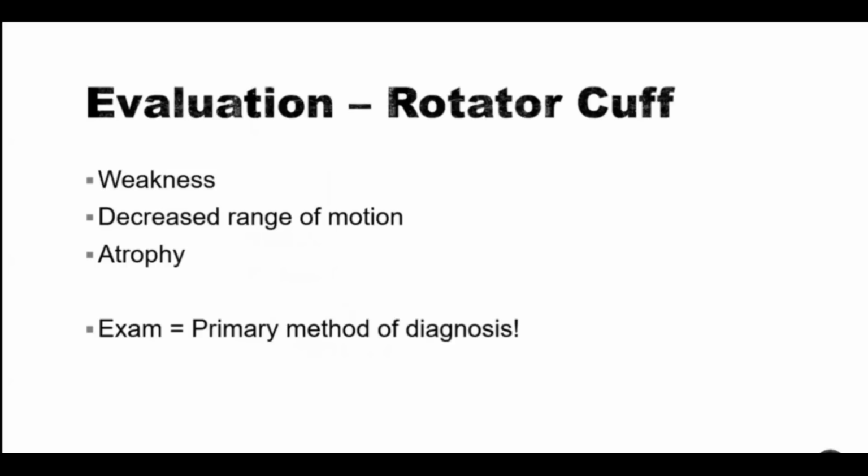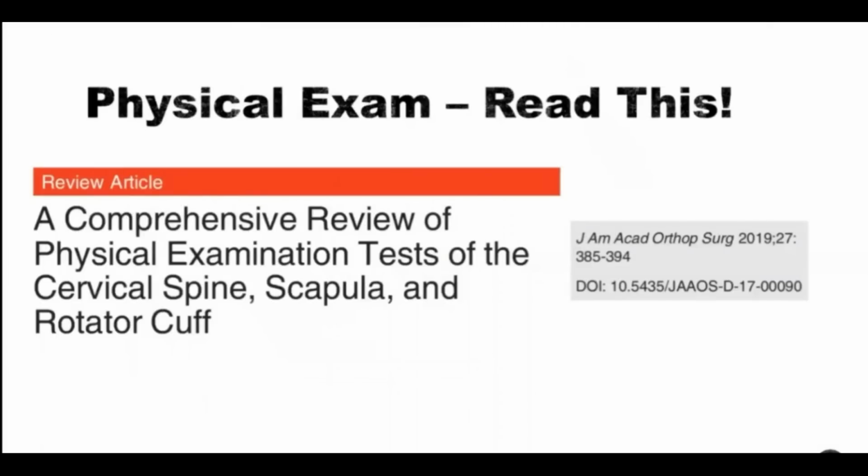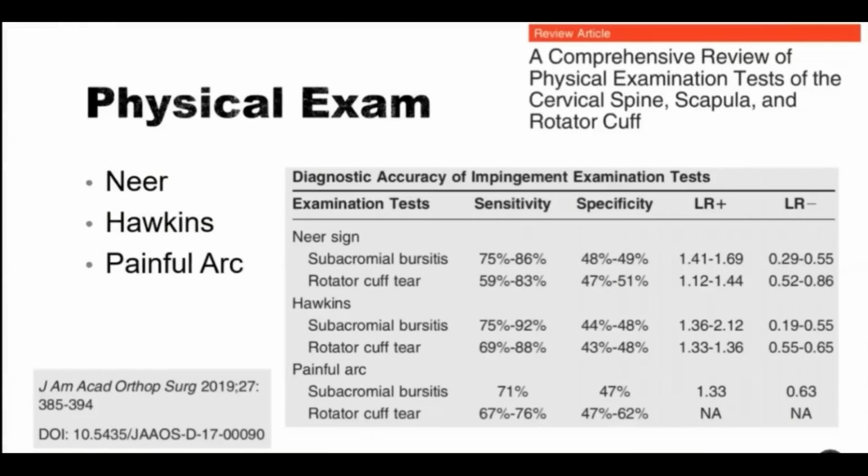And an exam is critical, right? This can give us tons of information, and it's our primary method of diagnosis. So this article is fantastic. This was published in the Yellow Journal in 2019, a comprehensive review of the shoulder and spine exam. And we're going to touch on some of the key points.